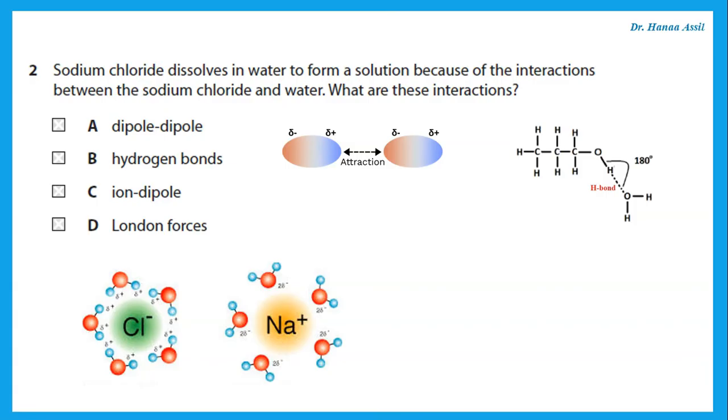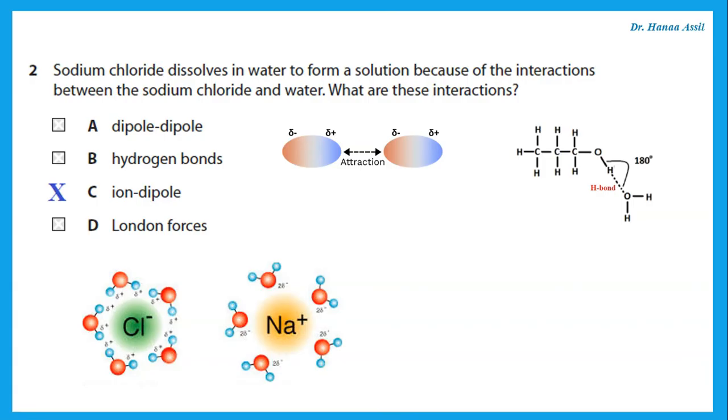You know that the hydrogen of water is slightly positive, and the oxygen in the water is slightly negative. So the negative ions like chloride will be surrounded by the positive end of water, the hydrogens, and the sodium positive ions will be surrounded by the negative end of water, which is the oxygen. So this is the kind of interaction between sodium chloride and water.